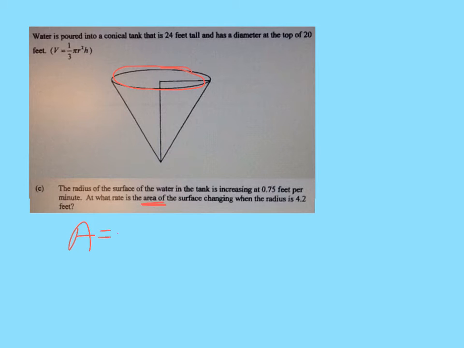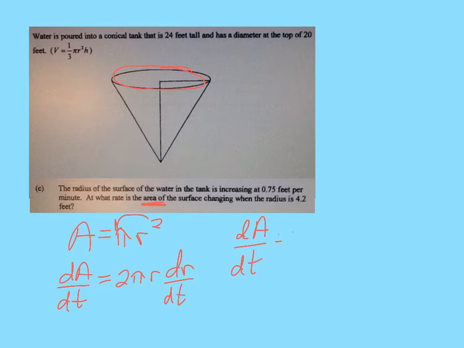So area of a circle is pi r squared, and we want to know at what rate the area is changing. So we're going to take the derivative with respect to time. I'm going to move this down in front. This becomes 2 pi r dr/dt. So let's substitute in. So dA/dt, we're going to get 2 pi. The instant in time is 4.2 feet, and we're told that the radius is increasing at 0.75.